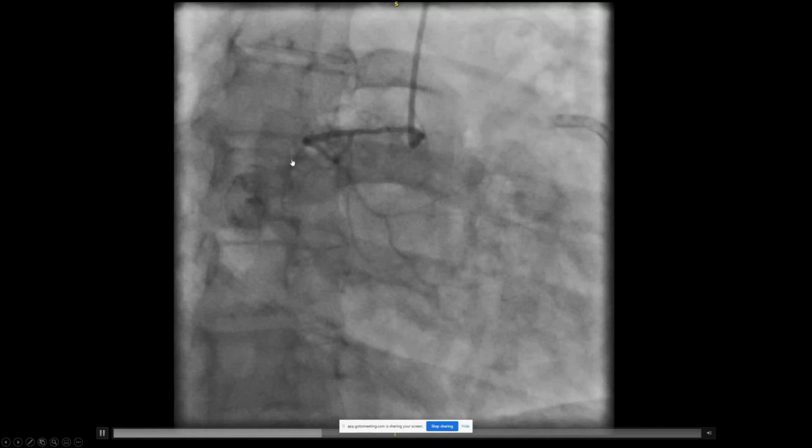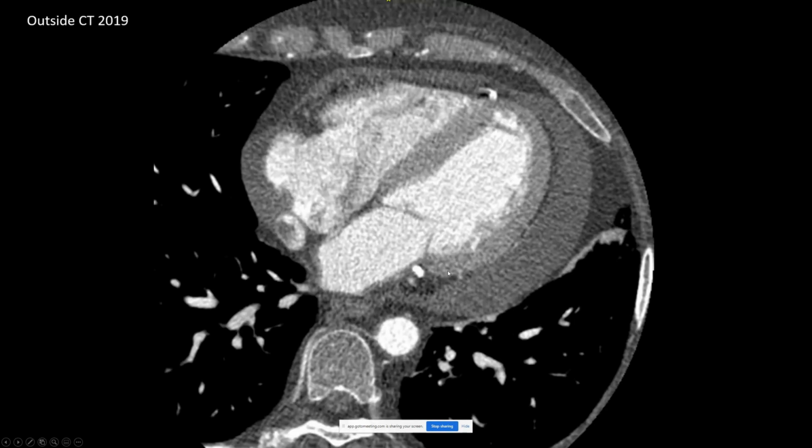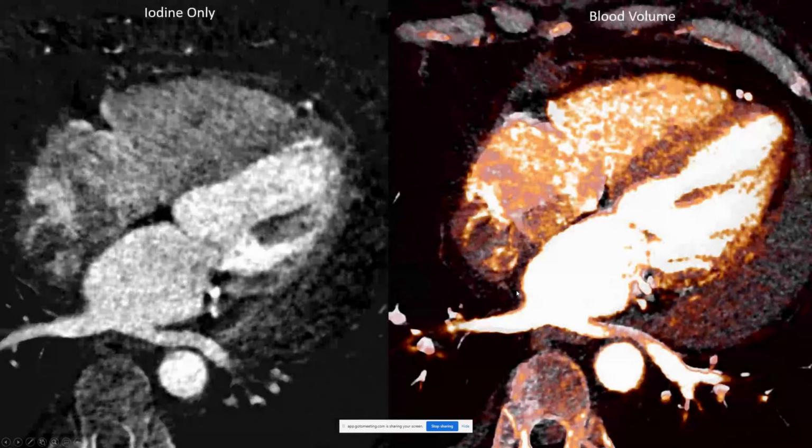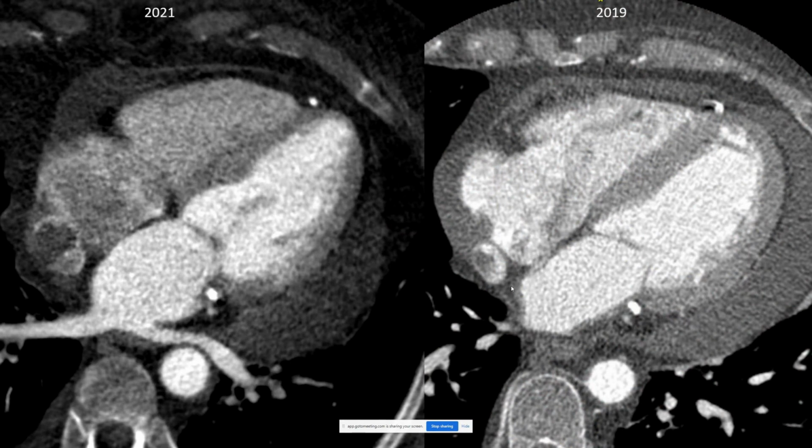And you certainly see, here's kind of a color map showing a blood volume map, clearly showing fairly intense and peripheral predominant enhancement of this lesion. Looks a lot like the angio. And you can see that it's increased in size since 2019. Any thoughts?